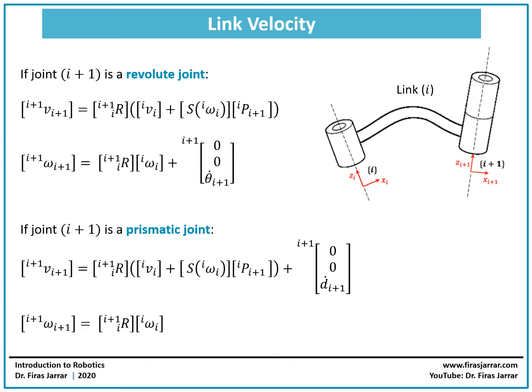For the other case, in which we have a prismatic joint, meaning that link I plus 1, or this part of link I plus 1, will move and translate along this axis, the linear velocity of the origin of the frame attached to the link would be expressed using this formula, whereas the angular velocity of the link would be given using this formula.